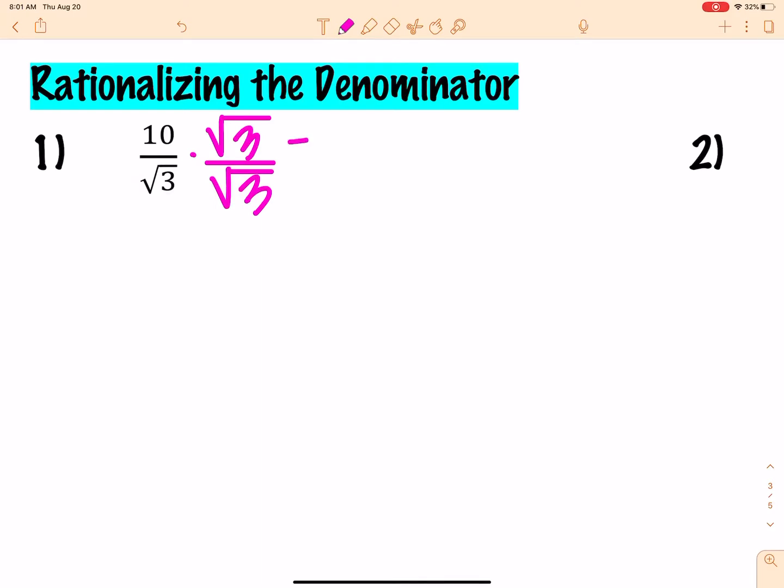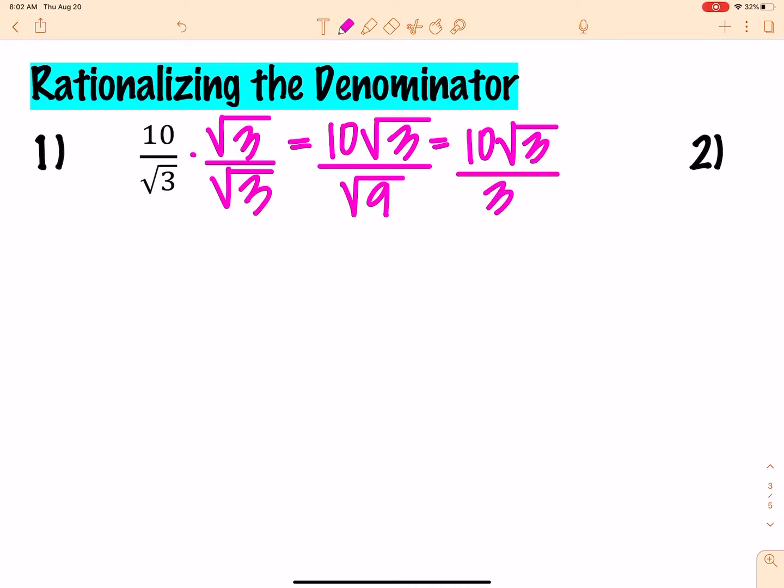So you multiply fractions, of course, across. So we do the numerators, 10 rad 3. Rad 3 times rad 3 is rad 9. So you simplify and get 3 on the bottom. Many of you guys can skip this step, because I hope that you know that a radical times itself is just itself without the radical symbol. So most of you guys can skip that middle step.